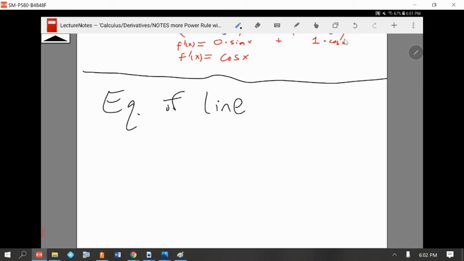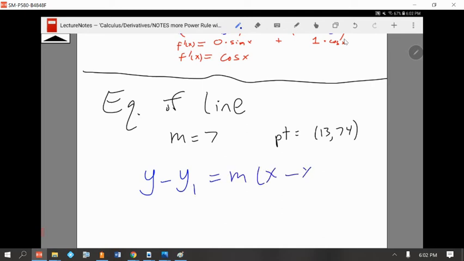Equation of a line. In case you forgot, you need a slope, like let's say 7, and you need a point, like let's say 13, 74. To write the equation of a line, you need two things: a slope and a point. And we have y minus the y coordinate equals the slope times x minus the x coordinate.